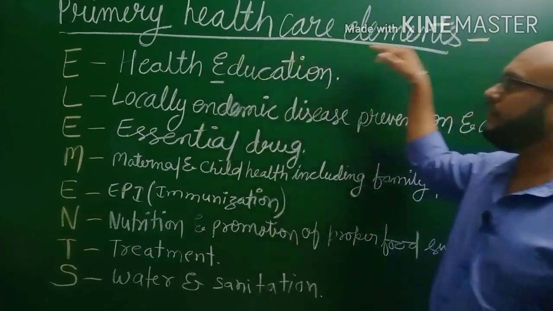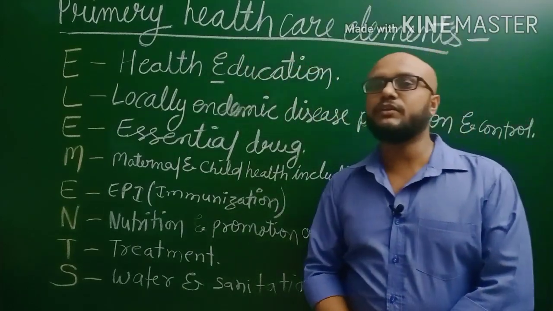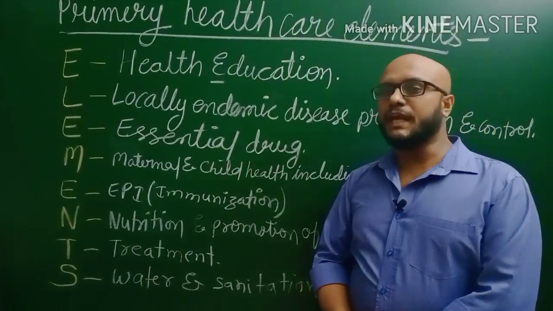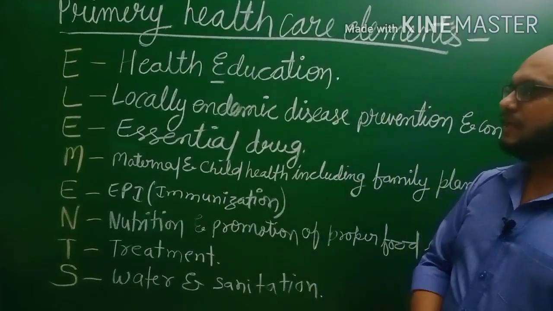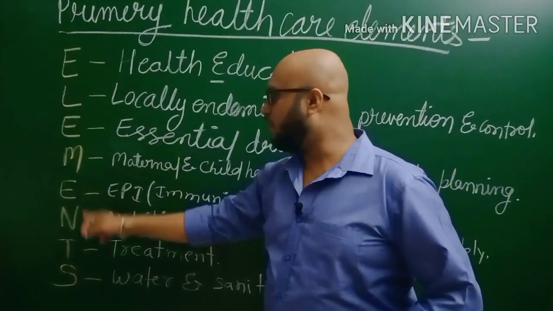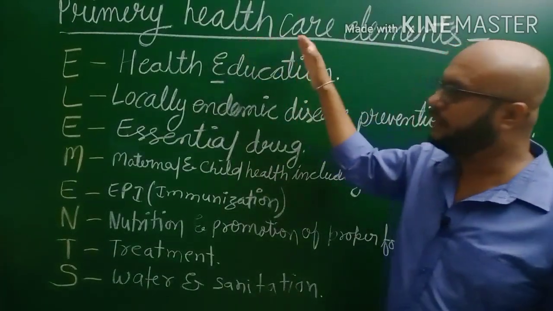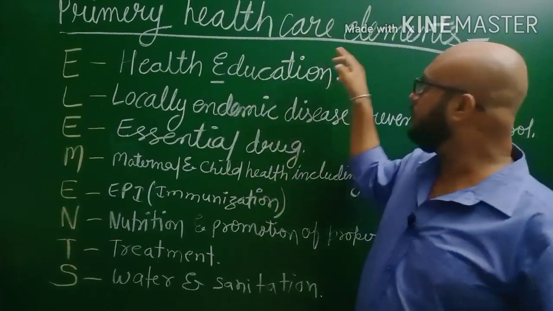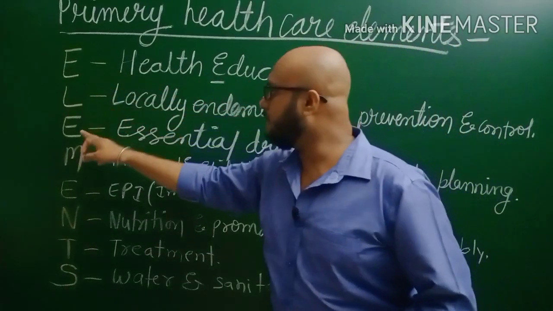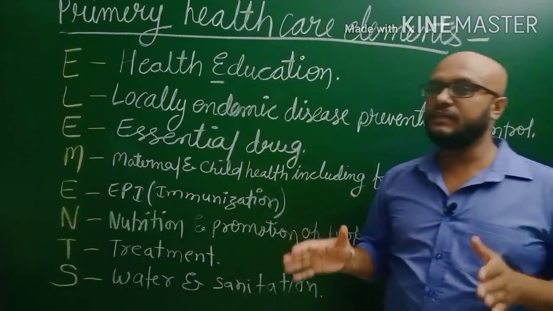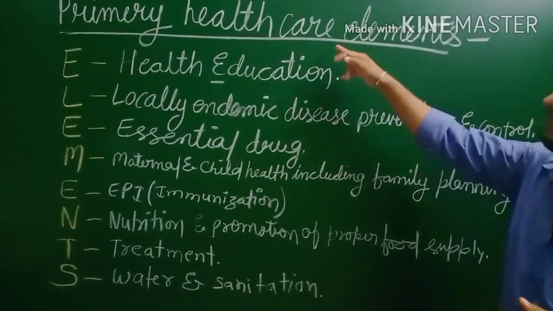Primary health care elements is a very important topic for the CHO exam. There are a total of 8 elements. To remember this, we have a mnemonic called ELEMENTS. To remember the elements of primary health care, we have to remember the word ELEMENTS. Total 8 elements are there in primary health care.